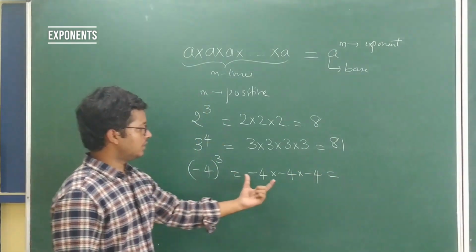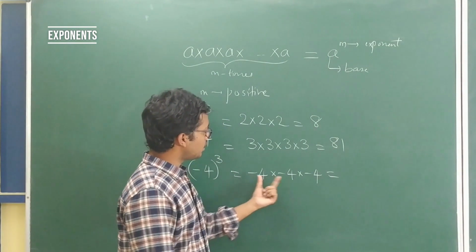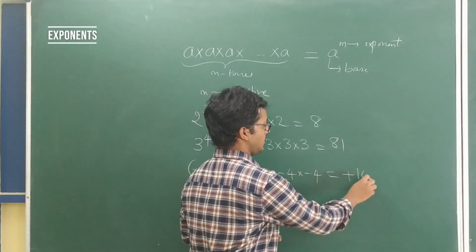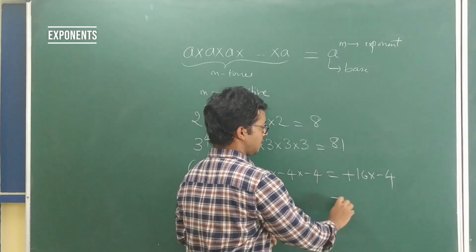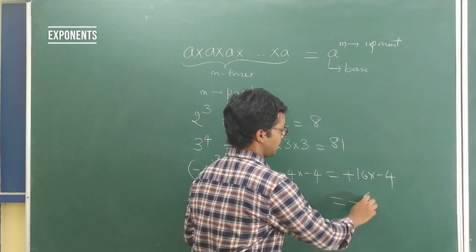So what would this be? Minus 4 into minus 4 is plus 16, into minus 4 is minus 64.